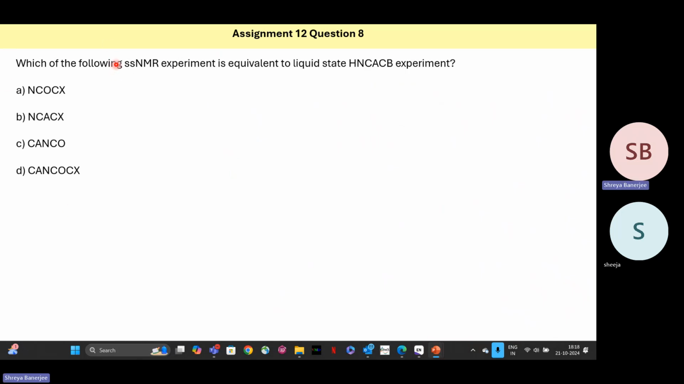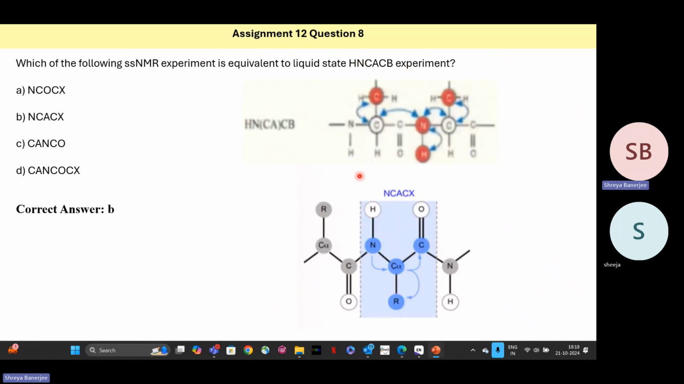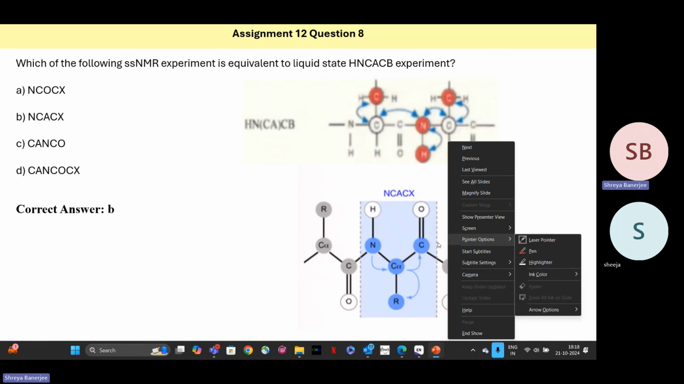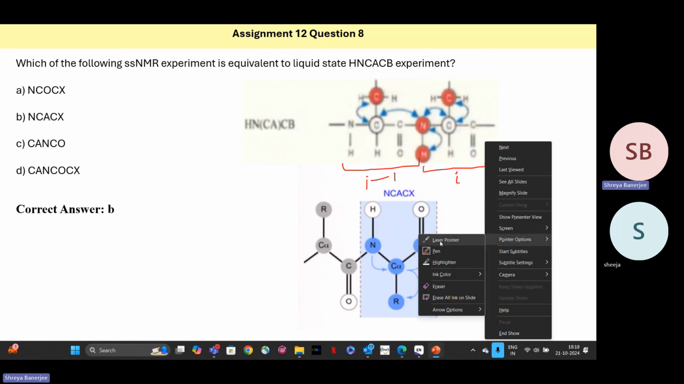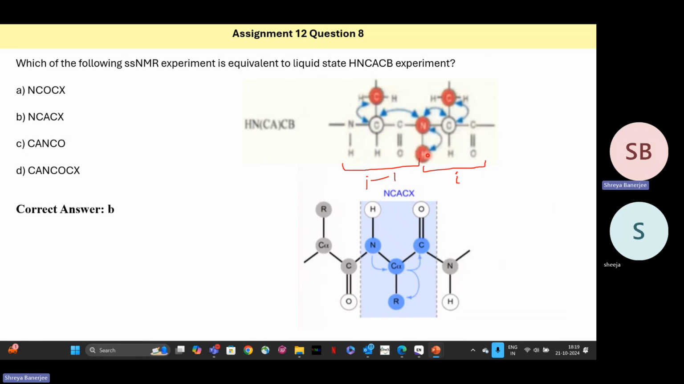The next question is asking, which of the following solid state NMR experiments is equivalent to the liquid state 3D experiment HNCACB? So if we compare the two, in liquid state, the HNCACB experiment, basically the magnetization starts. Here this is I minus 1, this is I. So in HNCACB, the magnetization starts from the H of the I residue.